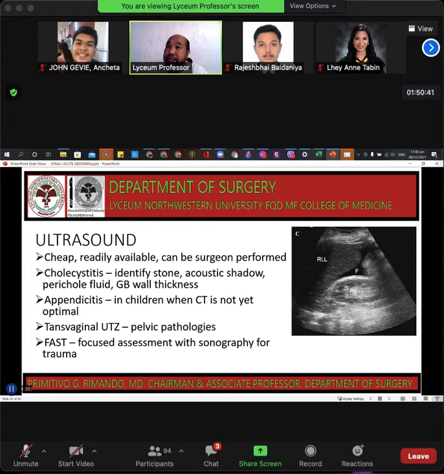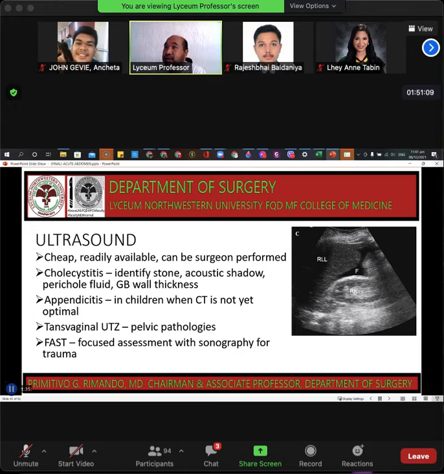Ultrasound. For some surgical diseases, the best imaging is ultrasound. We know this for our gallbladder stones. It's cheap, it's readily available. And in hospitals where there is an ultrasound machine in the emergency room, this can even be surgeon performed.